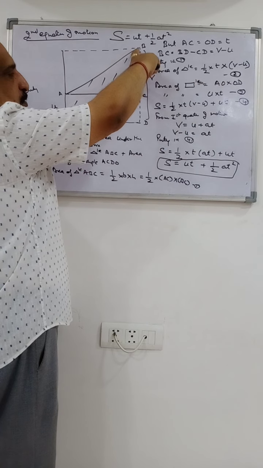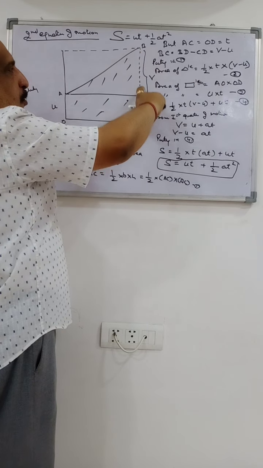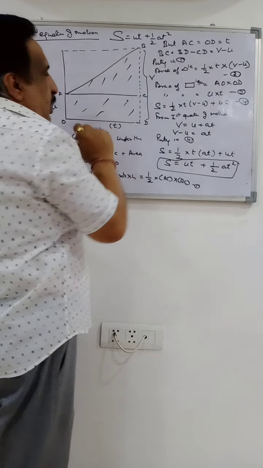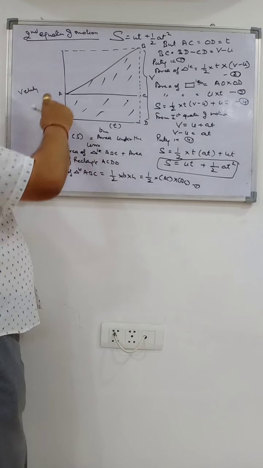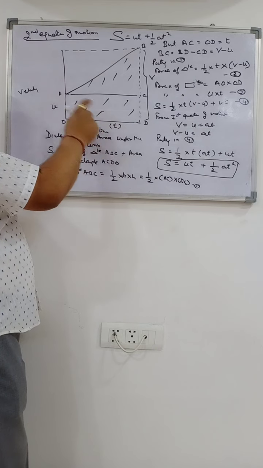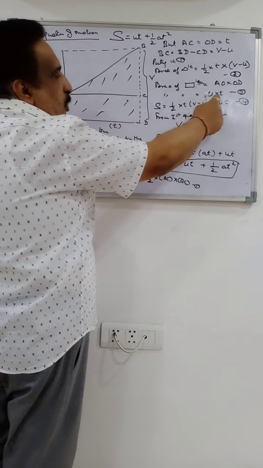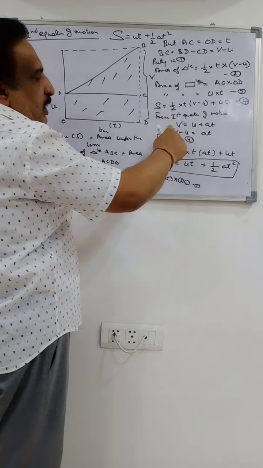BC. What is BC? BC is equal to BD minus CD. BD is V, CD is U. So into V minus U. Area of rectangle will be AO into OD. What is AO? U. And what is OD? T. So it comes out to be UT. Now put the values here to get this.